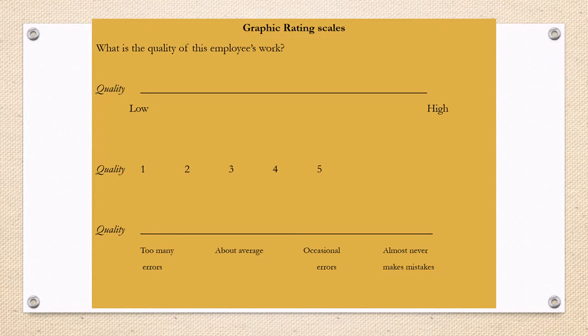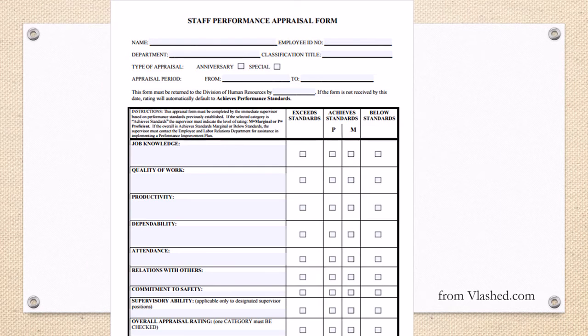Graphic rating scales can look like any of the following. So a rater might be asked, what is the quality of this employee's work? And just have a line, low to high. Put your mark where you feel the employee belongs. Or it can be a 1 to 5 rating scale, in which case you're picking a number. Or it may have some verbal anchors: too many errors, about average, occasional errors, or almost never makes mistakes.